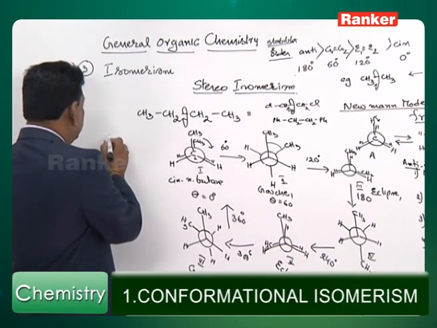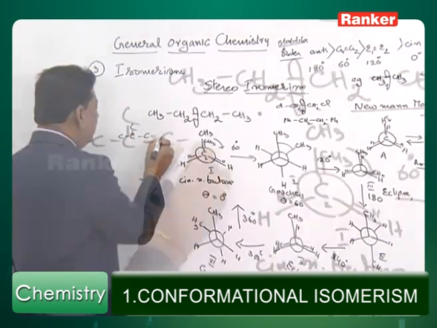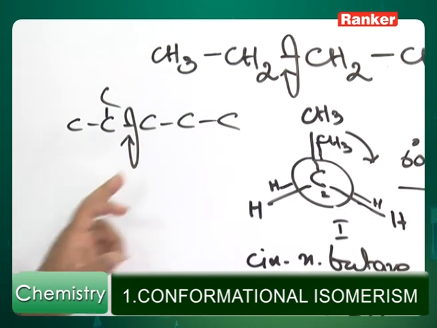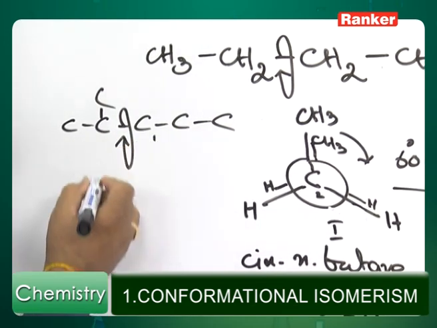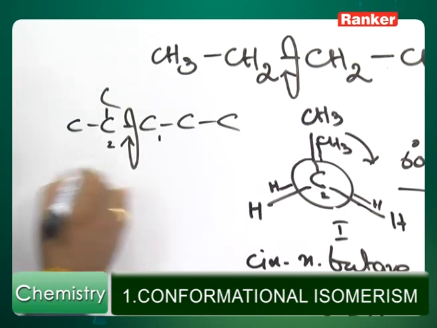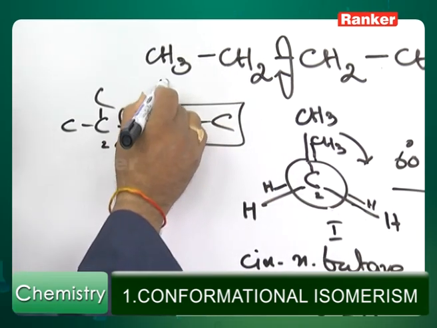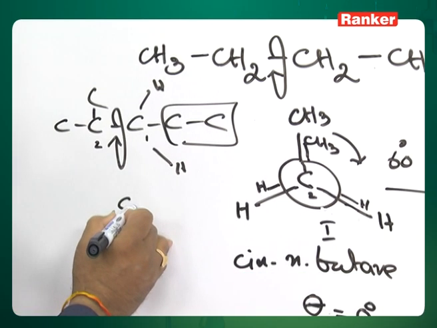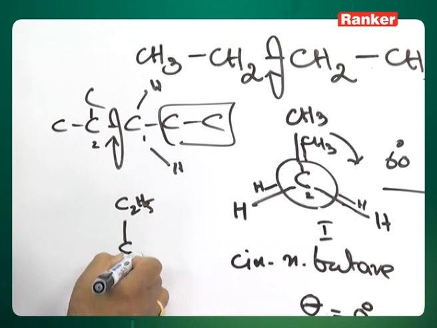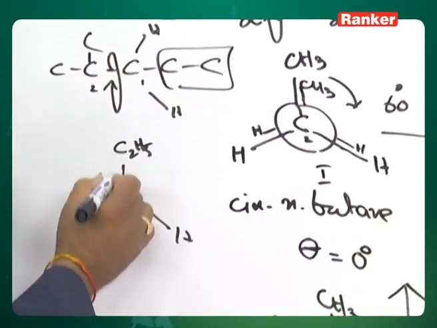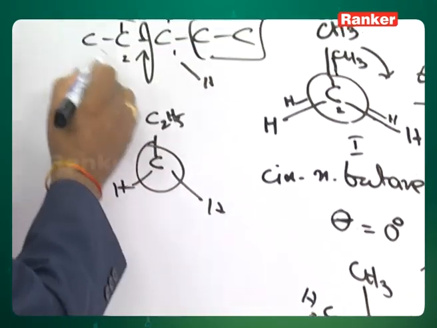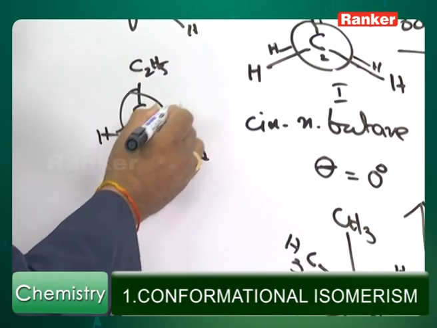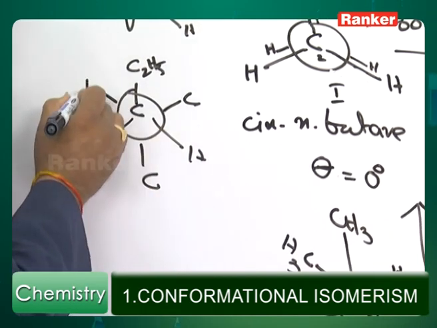If the compound is complicated, for example like this, if this compound is there and I am rotating this bond, let us take this as the first carbon, this as the second carbon. My first carbon has one ethyl group, one hydrogen and hydrogen. So I must write like this: one ethyl, so let us put C2H5, and hydrogen and hydrogen. And this carbon has two methyls and one hydrogen, right? So one methyl, one methyl, one hydrogen, like this.